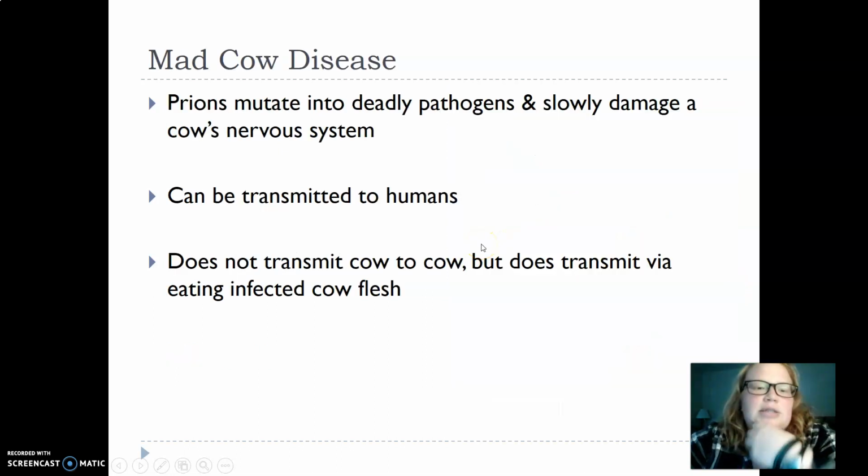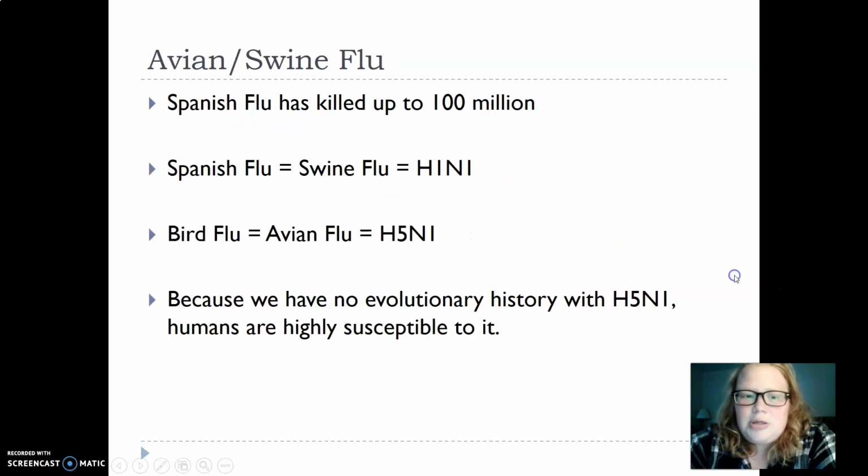Mad cow disease is our next one. This one was a big deal in the United Kingdom, I want to say mid-80s. You end up with prions that mutate into deadly pathogens and slowly damage a cow's nervous system. It can be transmitted to humans by eating infected cow flesh, okay? So it doesn't transmit cow to cow. It does transmit if you end up eating some cow that has been infected with it. And it's a long haul disease, okay? So it can stay latent for a long time in a person.